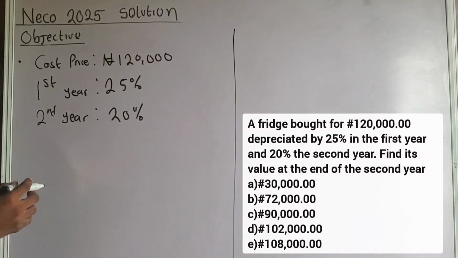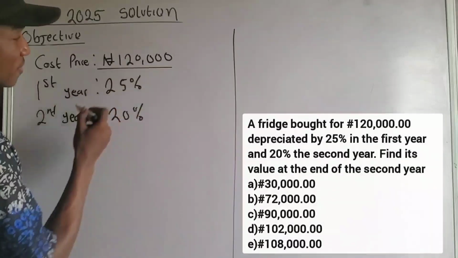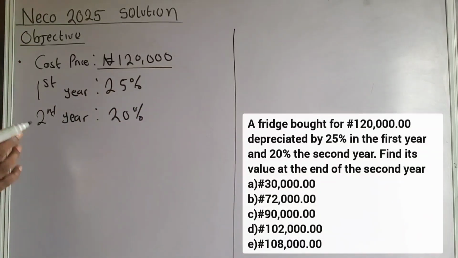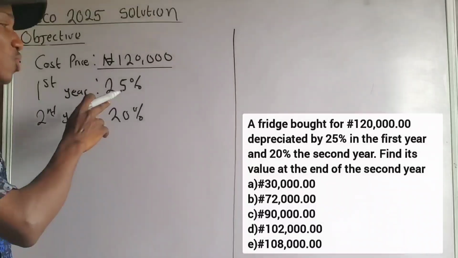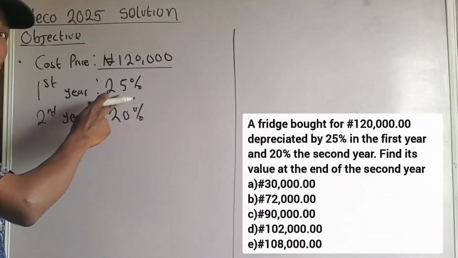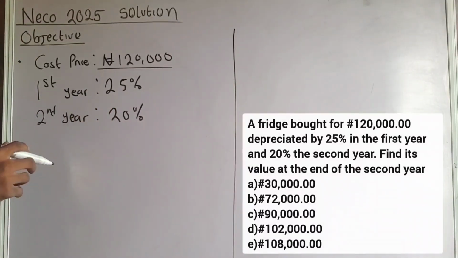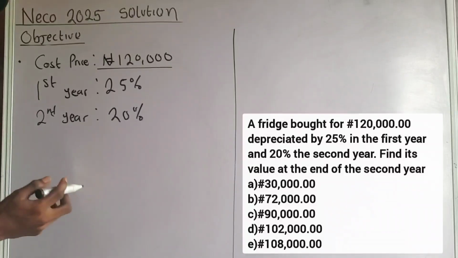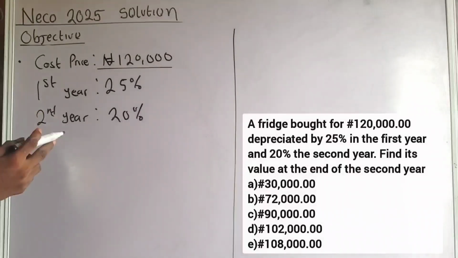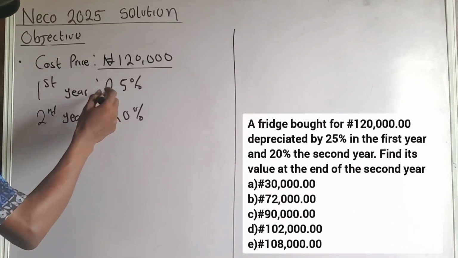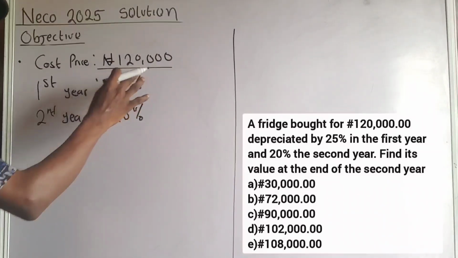Please pay attention. This is the initial price of the fridge. When something depreciates, it reduces in value. The reduction in value in percentage is 25%. So, if I want to calculate the amount of reduction in the cost of the freezer, I'm going to multiply 25% by 120,000, right?